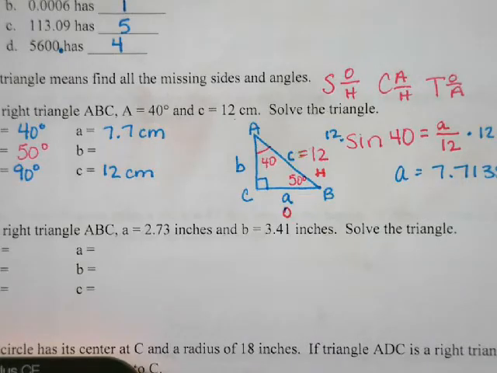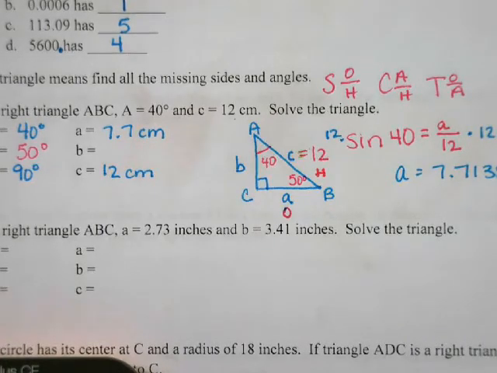What's one way we could find B? Thomas? The exact same way we just did, right? But would I use sine? No, you could, but you'd have to switch to the other angle, right? Or you could use cosine. We could also use Pythagorean Theorem, right?